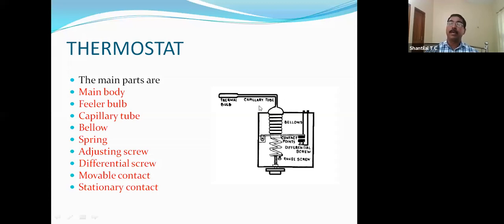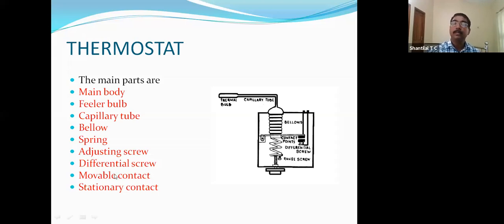Okay, in commercial systems, these contact points are connected in series with the solenoid valve. So when this contact point opens, the solenoid valve stops the liquid line. When the solenoid valve stops the liquid line, what happens? The pressure is reduced in the evaporator coil and the low pressure cutout switches off the system. That is the working of a commercial system. But in a domestic system, it directly cuts off the compressor motor.